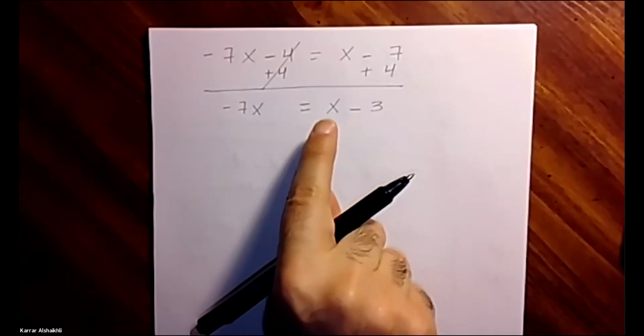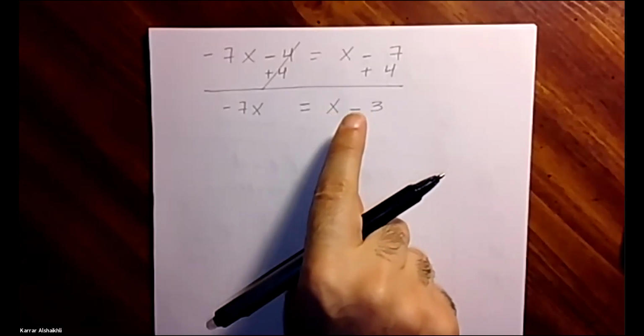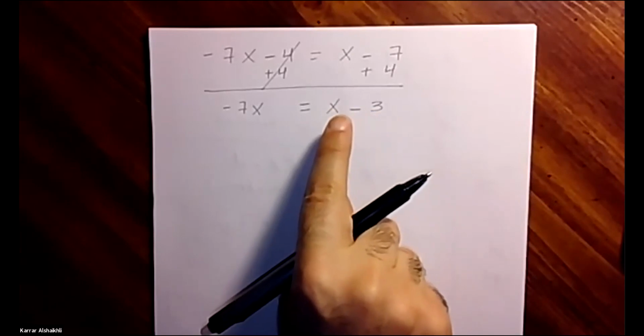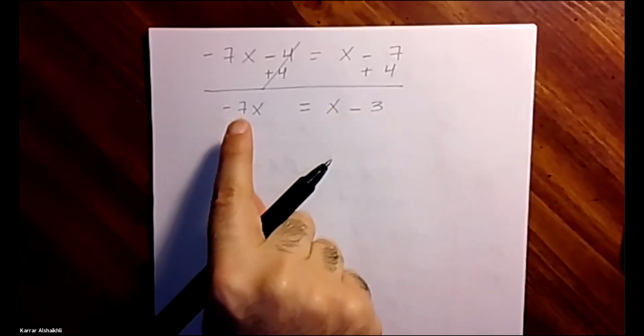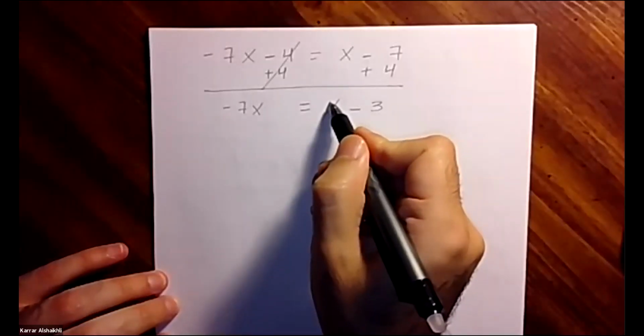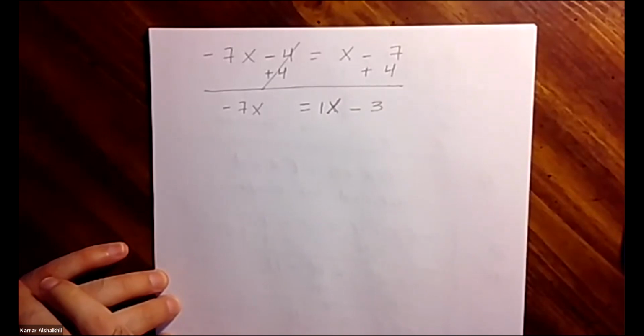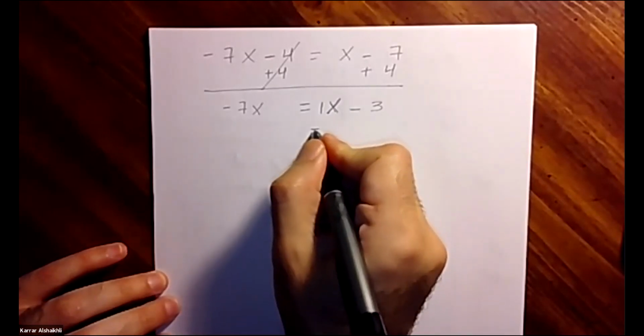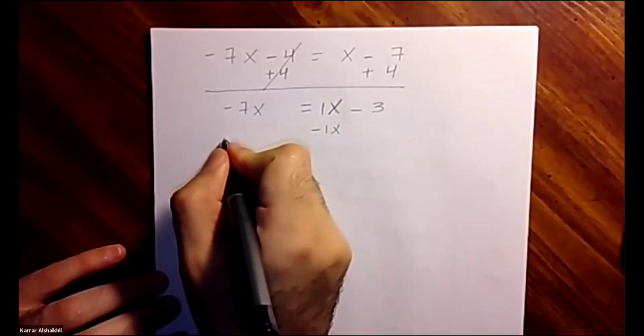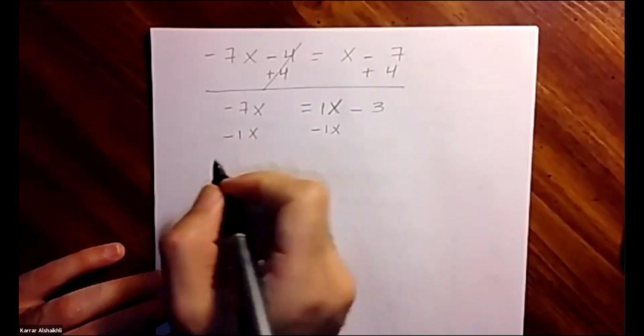No, before that, you have to move the x's. Yeah, you have to move the variable to the left side. So how are we gonna move the x? What's the number here? The number here is 1. Negative 1x. Perfect. So you're gonna say minus 1x from both sides.